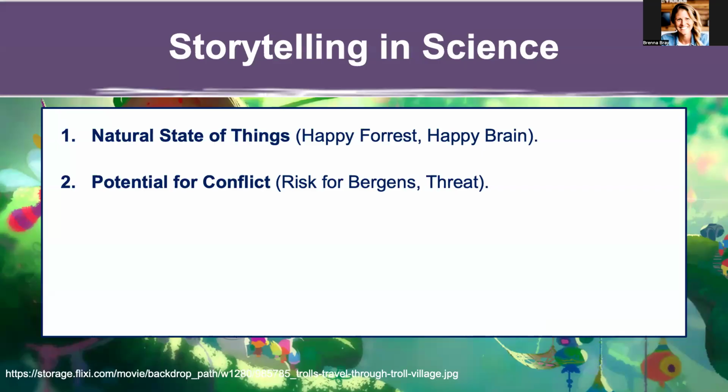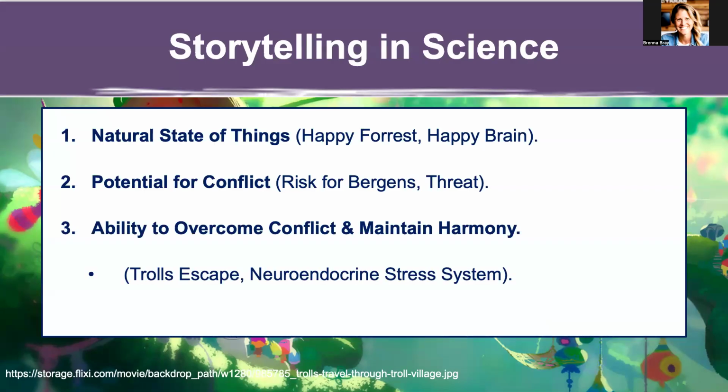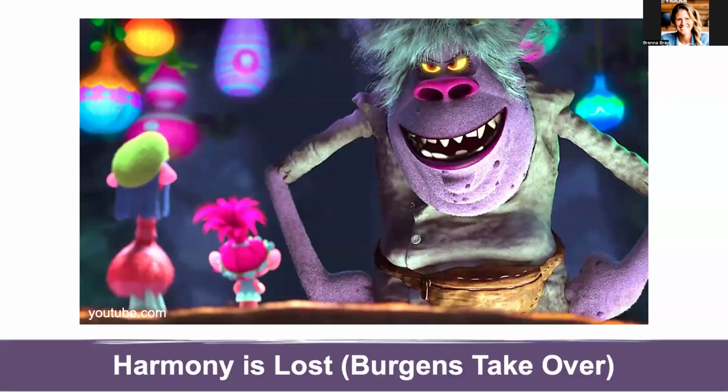Okay, so we've covered the natural state of things, the happy forest, the happy brain. We've covered the potential for conflict, the risk of Bergens, threat aversion, and we've even covered some of the ability to overcome conflict and maintain harmony. So the trolls can escape and stay hidden. We have our neuroendocrine stress system, our HPA axis, and these mechanisms that can help us respond to aversive stimuli, threats, and stress. But the story doesn't end there. In Trolls, that all takes place in the first 5 to 15 minutes, right? So what happens when this balance is lost, which we know it inevitably will be?